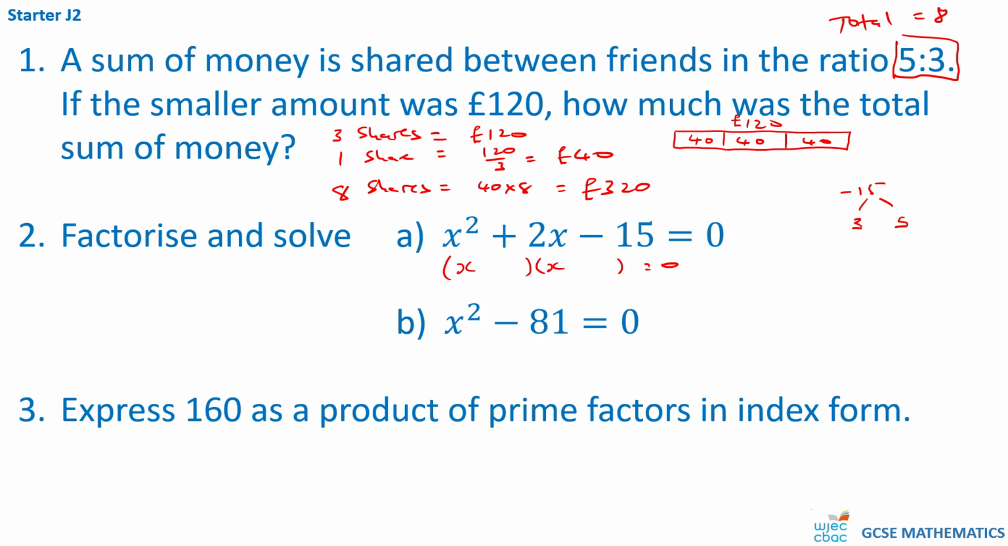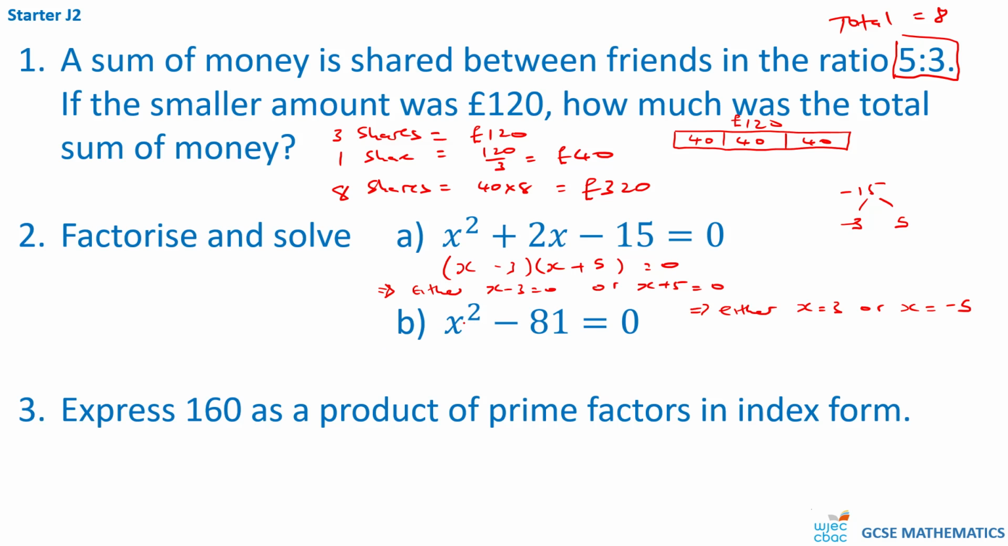Excellent choice, because 5 minus 3 gives me 2. And because it's plus 2, 5 minus 3 works. So we've got minus 3 and plus 5. So that means, that implies that either x minus 3 equals 0 or x plus 5 equals 0, which in turn implies that either x is equal to 3 or x is equal to minus 5.